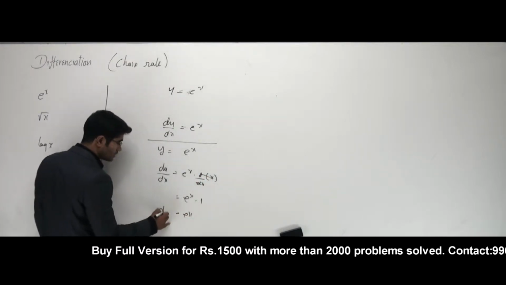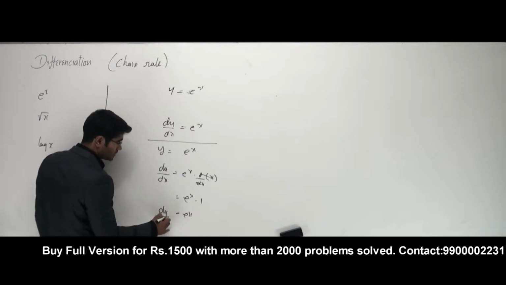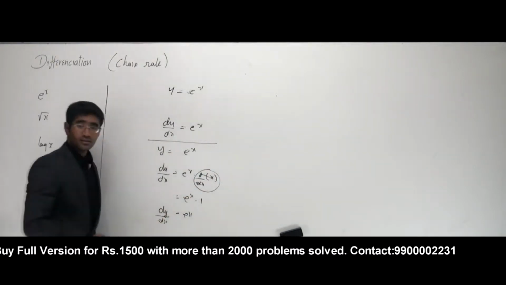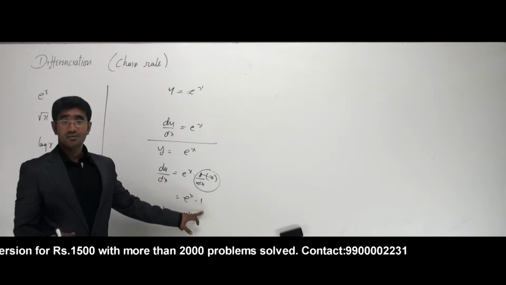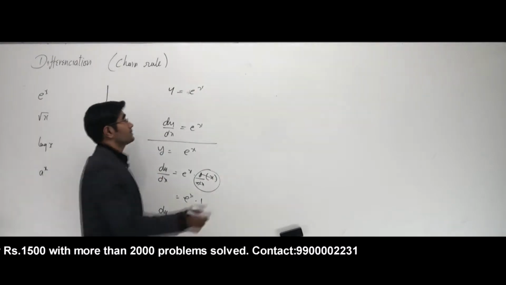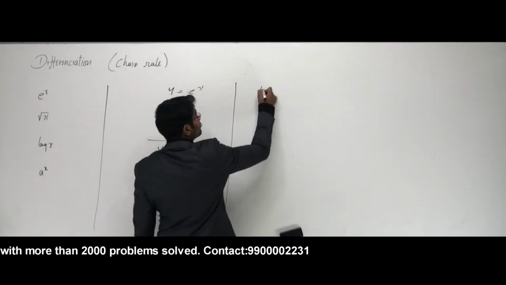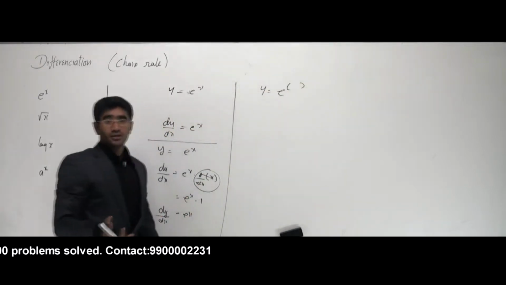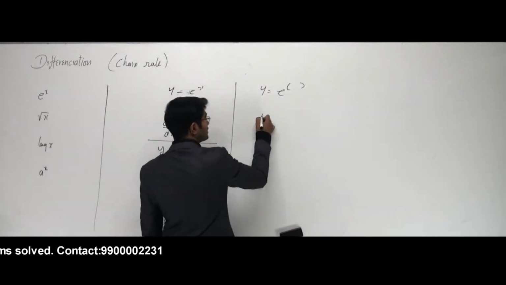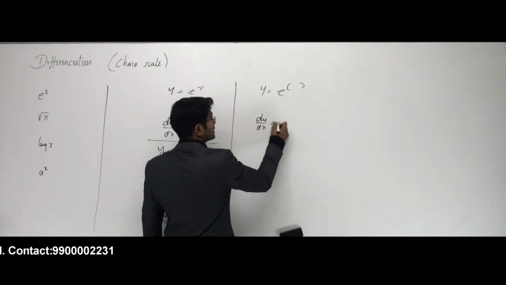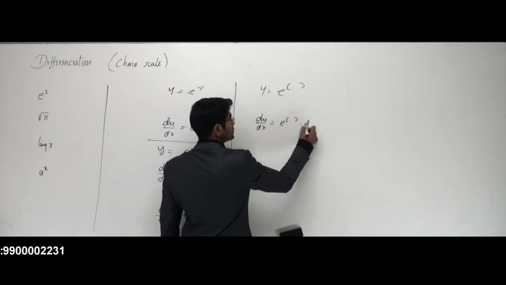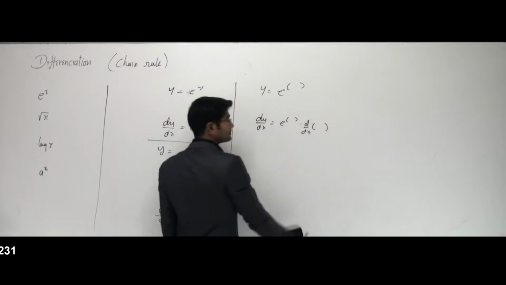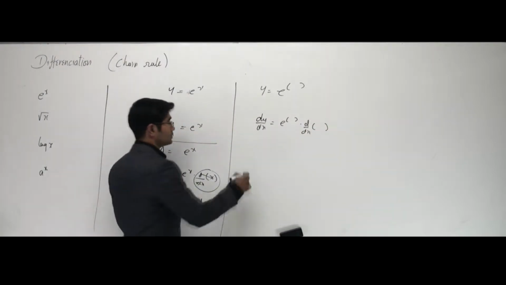So this is what we actually do, but we don't write this step, not necessarily, because it becomes 1 and it doesn't make any difference, right? However, if I go with y is equal to e power any other function, let's say this time I take a bracket, so now what happens? dy by dx goes like e power that function into differentiation of that function. This is more important.